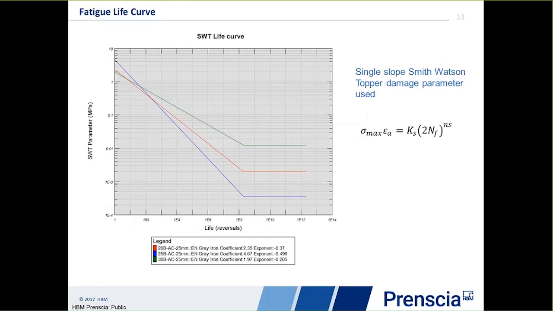Once we have the cycles, now we have to look at the damage parameter. And the damage parameter that Downing chose was basically just a Smith-Watson-Topper parameter. However, unlike the Smith-Watson-Topper that we typically use for the alloys, the gray cast iron actually fit within a single line. The standard Smith-Watson-Topper has both an elastic and plastic component, and here we're using just a single component for that.